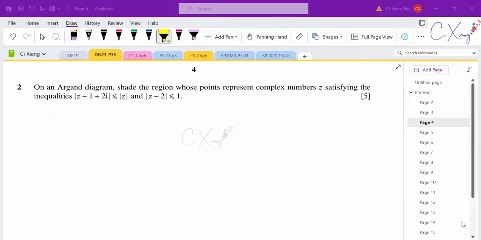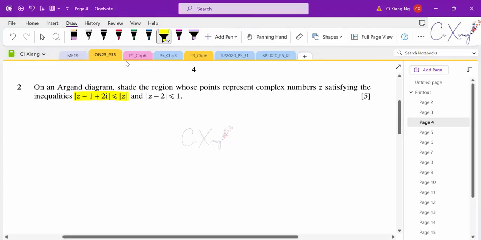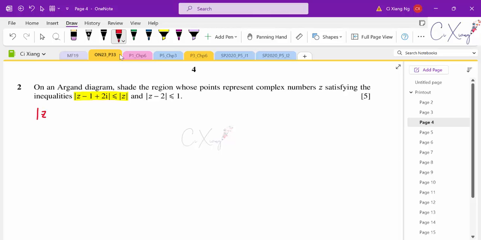Okay, so question number 2. They want us to sketch on an Argand diagram and also shade the region that fulfill the two inequality of complex number. So this is what we have the first one. Okay, so before I start to draw the graph, right, or maybe to draw the complex number z, the locus, so I need to change it, become the pattern modulus z minus a complex number smaller equals to modulus z minus another complex number.